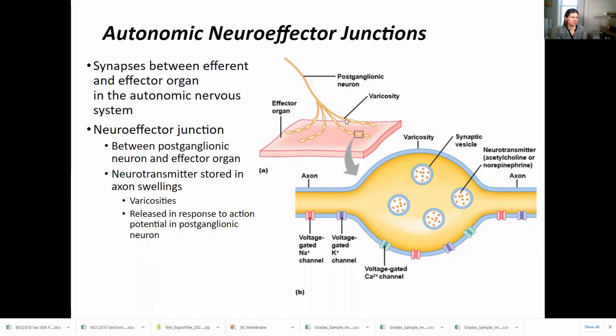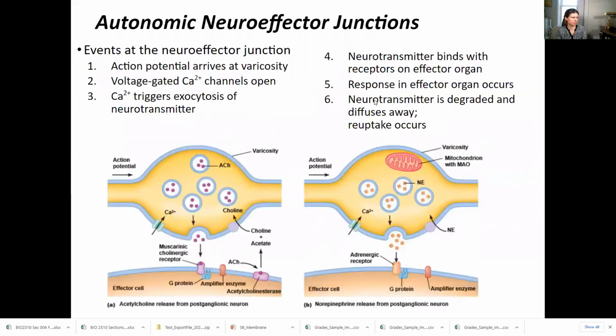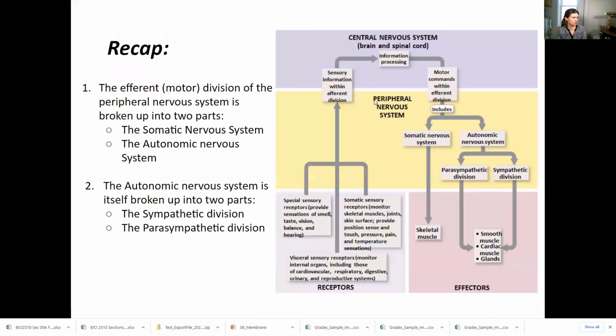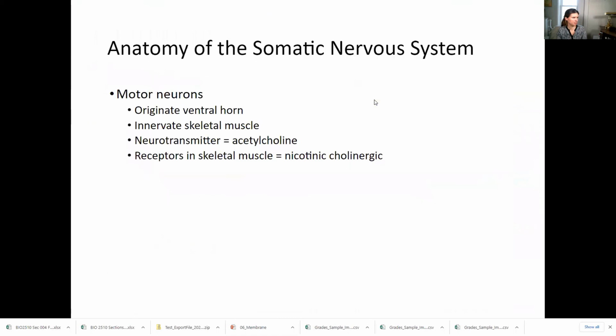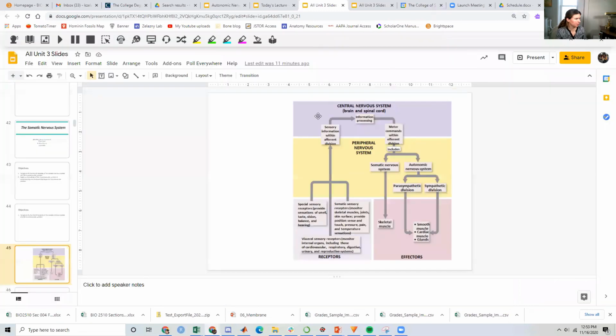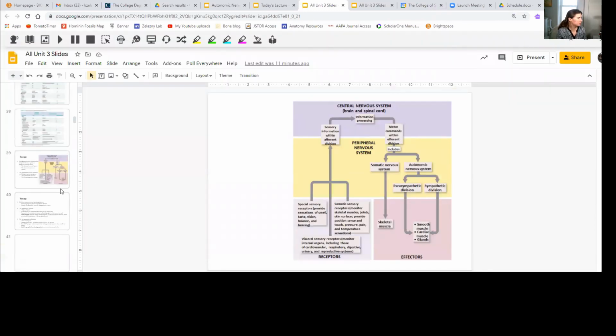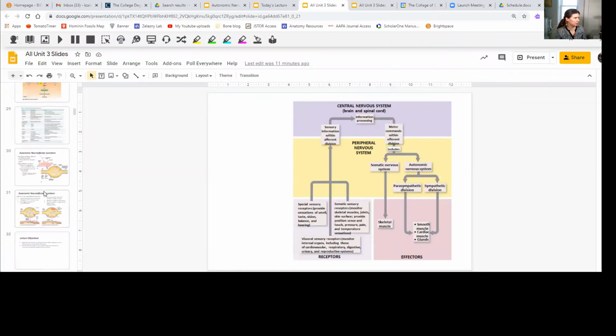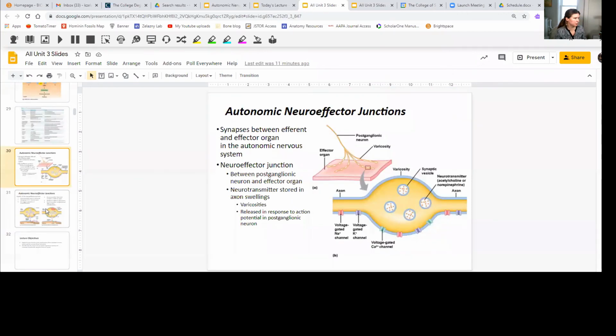So varicosities in our neuroeffector junctions versus, it'd be good if I could flip them. I'll kind of split screen this. Hold on. The comparable structure in the neuromuscular junction is the terminal bouton.